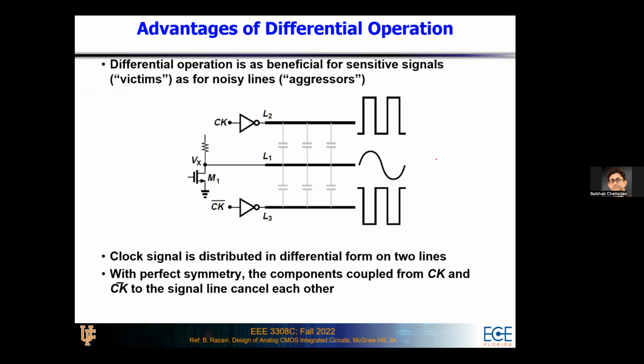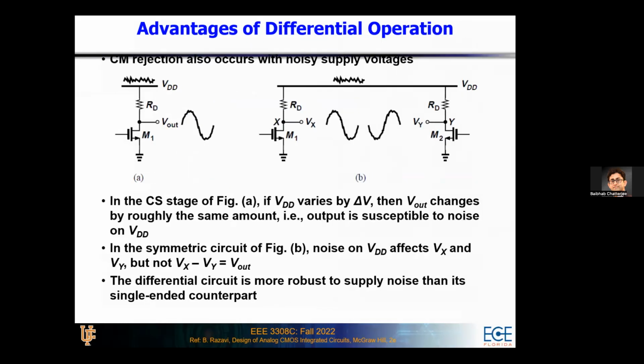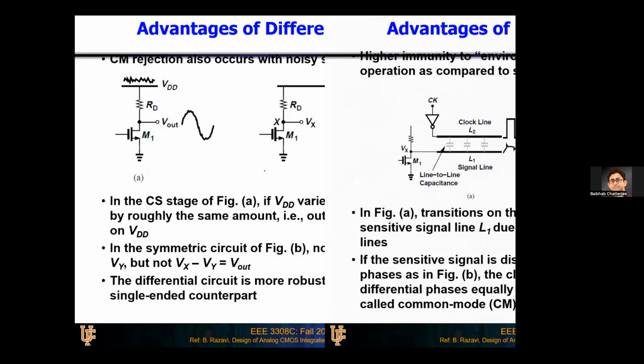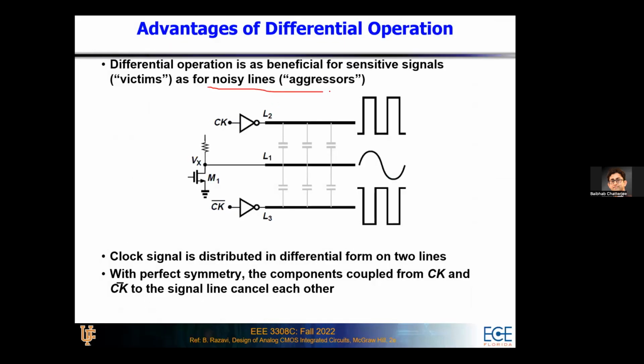All right. So this differential operation is beneficial for any kind of sensitive signal. If your signal line is sensitive, you would always like to have a differential signal. Now, it may not only be in terms of the signal. For example, in the previous case, you looked at analog signals where there was only one clock line. So both the analog signal was single-ended and the clock line was single-ended. And when you went to differential analog signaling, it helps. It can also help if your aggressor, or the noisy line, becomes a differential line.